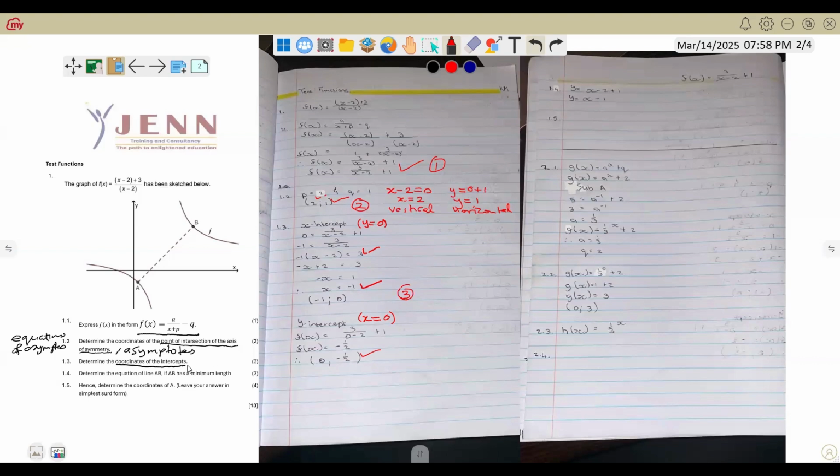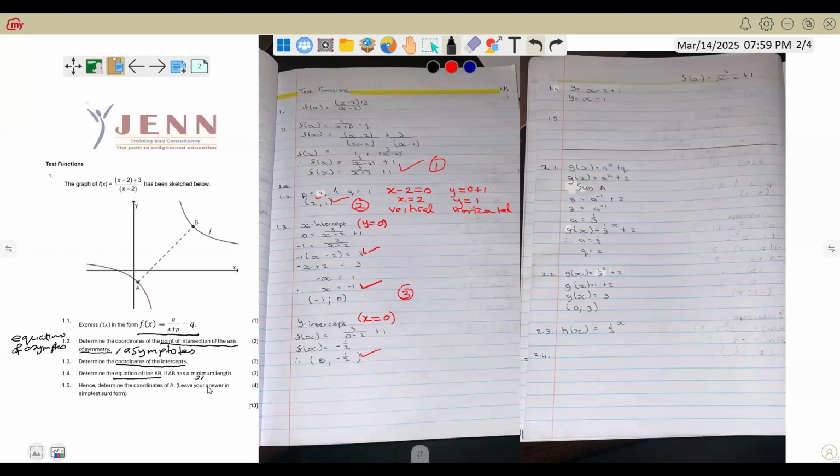Can we go to the next question? Can you please read it? Hence, determine the coordinates of A. Leave your answer in simplified surd form. So, the one which is saying equation. Oh, sorry, sir. Determine the equation of line AB if AB has a maximum length. So I don't understand what it means by the maximum length. Can you please explain properly? Did they say maximum or did they say minimum?